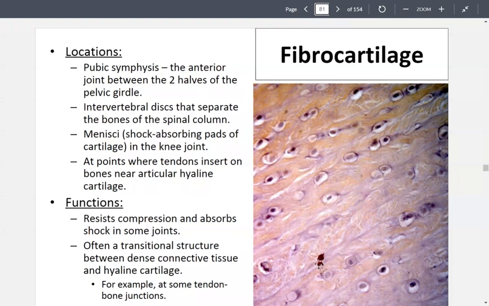It is also going to be what makes up the menisci, or the shock absorbing pads in the knee joint, and we're also going to find it wherever tendons insert into bones near articular hyaline cartilage.